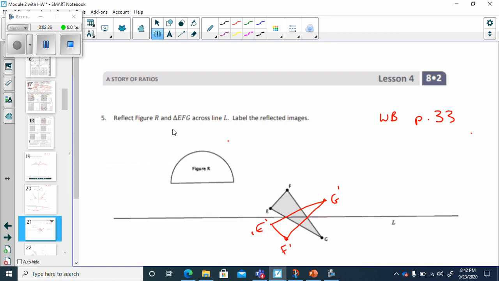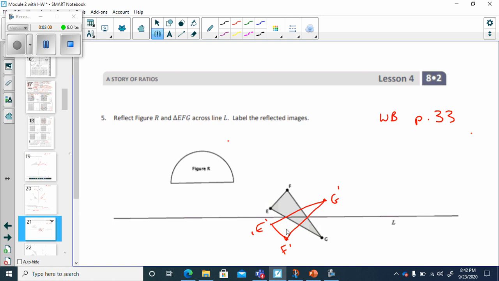And then it asks you to reflect this figure over the line of reflection. It's on page 33. Think of this, guys. If you start with this pre-image, and here's E. E is a little bit above the line of reflection, so E prime is going to be a little bit below. F prime is a little bit more above the line of reflection, so it'll be a little more below when it is reflected. G prime is down here at the bottom, so when it's reflected, it's going to come up above the line of reflection to form G prime.